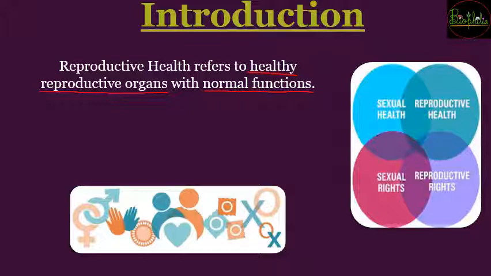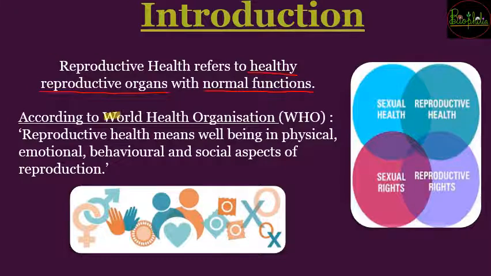But later on, with more development in the research, the WHO, that is the World Health Organization, had said that it is not only needed to have normal functions to be healthy, but also you should have well-being, that is in the physical, emotional, behavioral as well as social aspects for reproduction. Then only you are said to be reproductively healthy. So that was the new definition given by the World Health Organization.